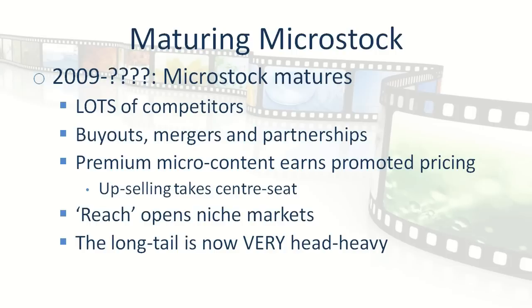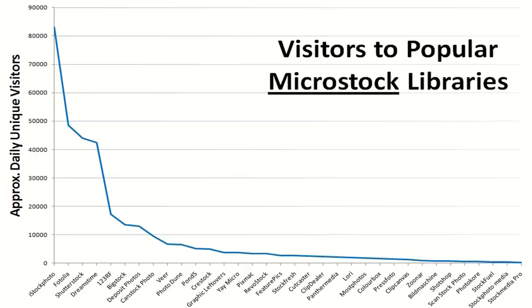Reach, that is the access to image buyers, has opened up various niche markets as buyers are becoming more knowledgeable about image licensing and their requirements and responsibilities to online copyright and online access. Now though, the long tail has become very head heavy. That is a small number of individuals, both again agencies and photographers, are seeing the vast majority of the sales and providing the majority of the images.